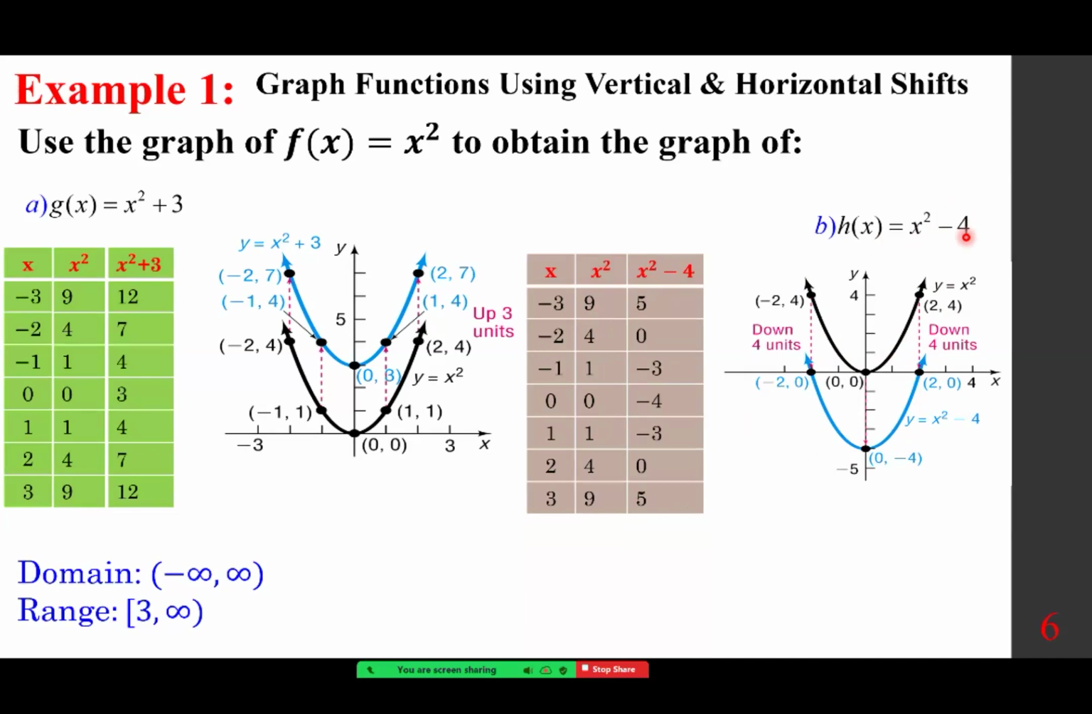By 4 units. So again, the domain doesn't change, it's all real numbers. The domain for any of those graphs is the same. The range changed here, and the same thing happens here. The range starts from negative 4. Look at the y coordinate: the bottom one is negative 4 and goes up. So it has an effect on the range, not the domain.